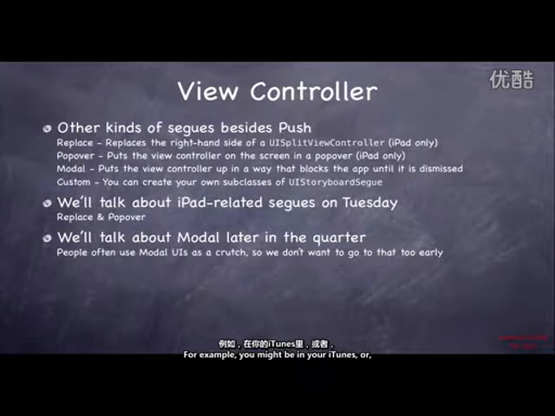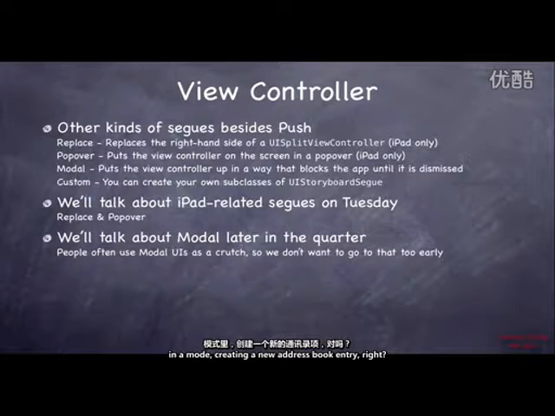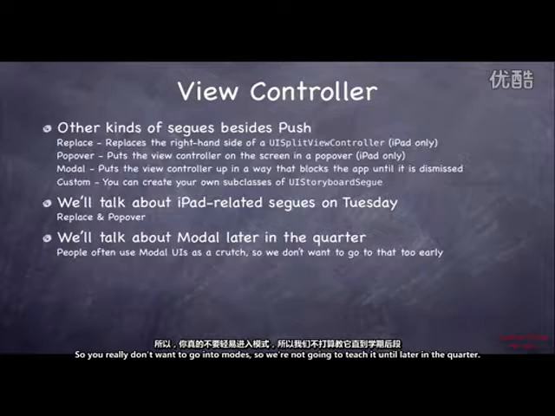For example, let's say you're in your address book and you say new entry, and it puts up a screen. Until you hit done or cancel, that's all you can do in your app. You can't click anywhere else in your app. You can't go to any other screen because you're kind of modally, in a mode, creating a new address book entry. Right? Modal presentation can be misused. It's an easy go-to move to put something on screen, but it's kind of frustrating for users when they're in a mode. So you really don't want to go to modes, and so we're not going to teach it till later in the quarter.